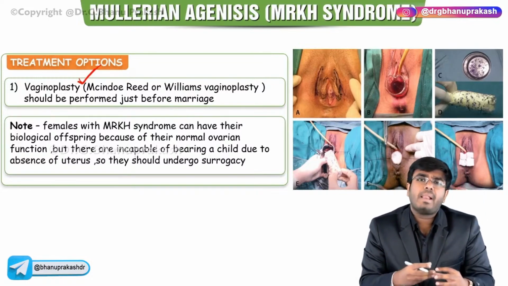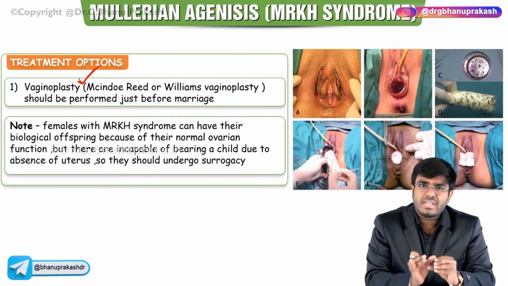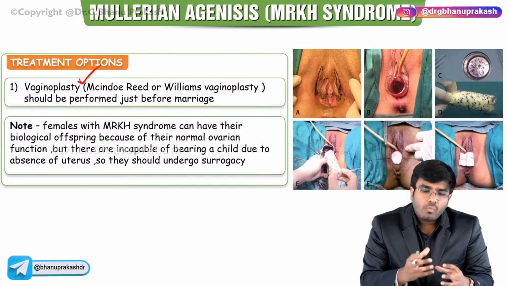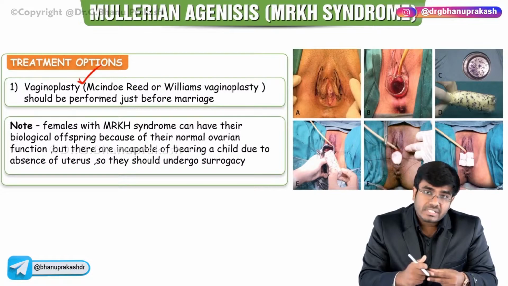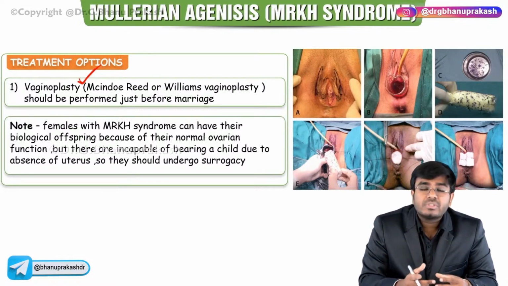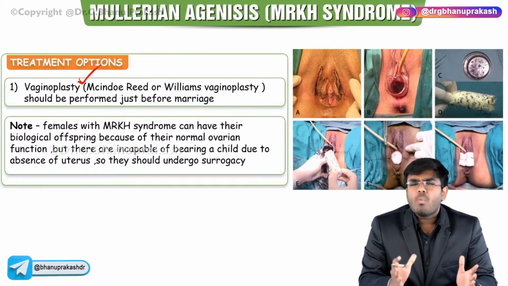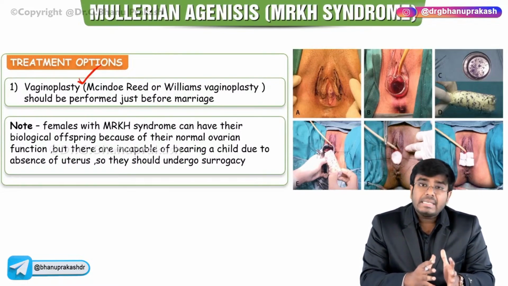Her vagina is something like a blind pouch. Only the lower part of the vagina is developed, something like a little dimple, but it is also not properly developed. So, what you can do is recreate her vagina by the vaginoplasty, so that she can have normal intercourse after she marries. Now, what about her likely motherhood?